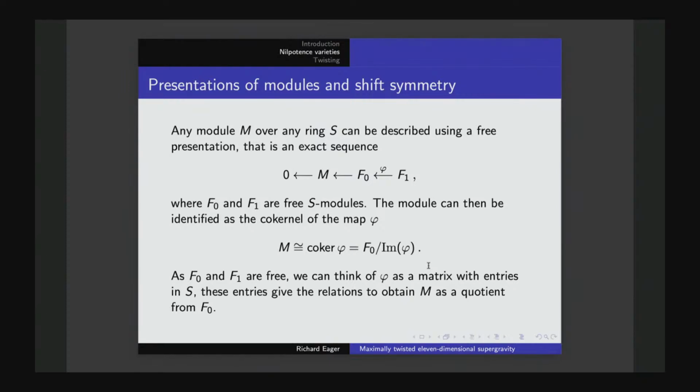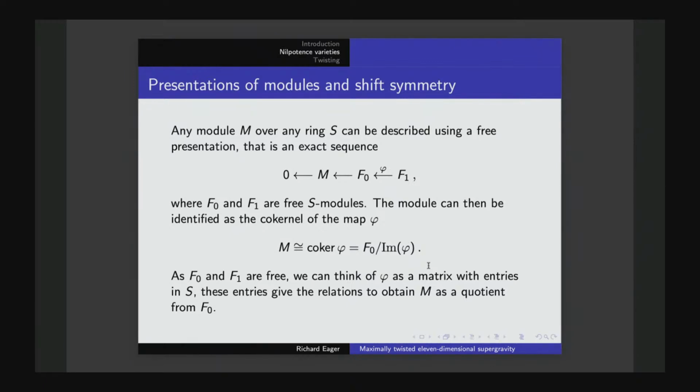And the idea that we got from the work of Martin Cederwall is that a key input for describing multiplets is to give a free presentation of modules. This ring is always going to correspond to a nilpotence variety, but I'm just going to set this up quite generally.